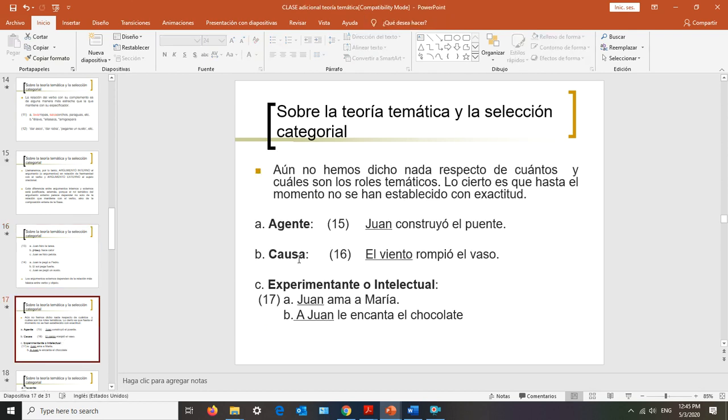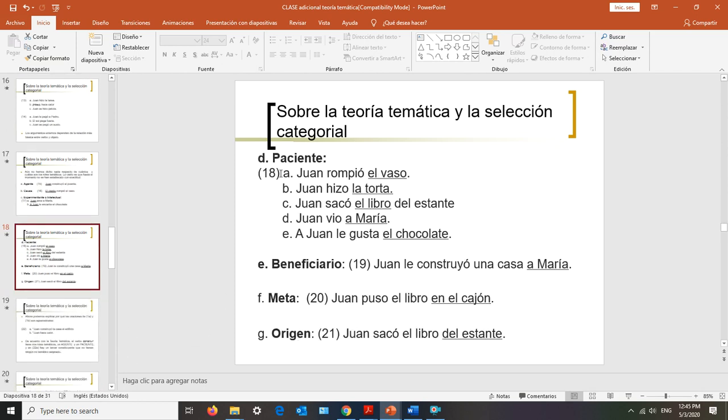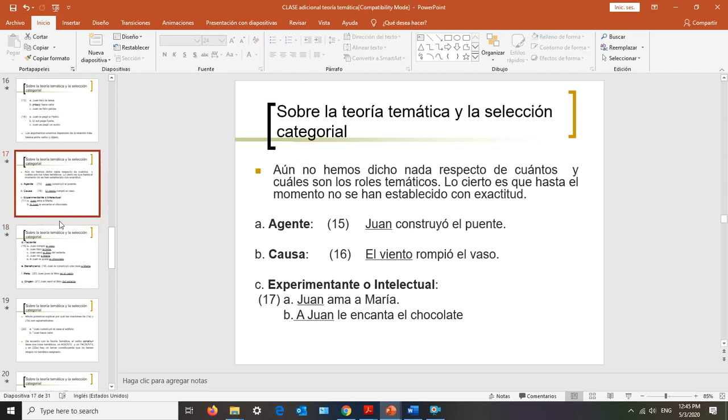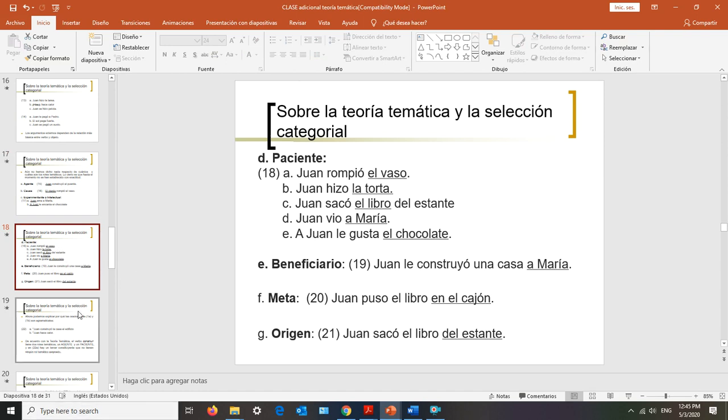Okay, and here we have a list of possible semantic roles: the role of agent, the role of cause, the role of experiencer, or an intellectual experiencer, verbs such as love, right? A patient, a beneficiary, a goal, a source, right? Different options for semantic roles that we have already been talking about.